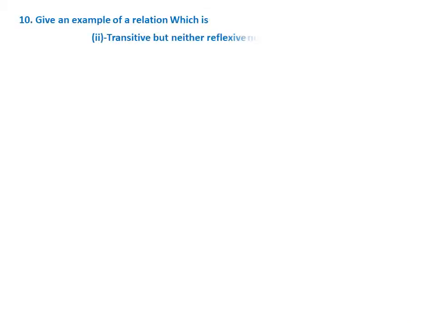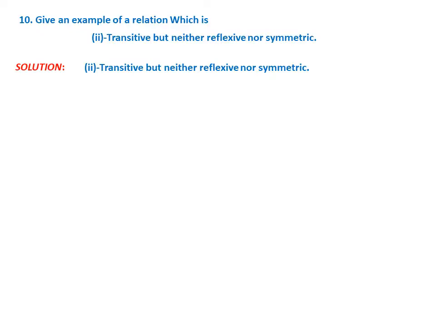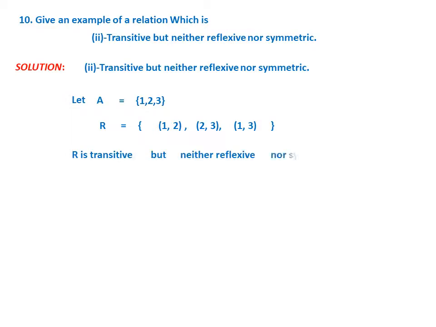Second, transitive but neither reflexive nor symmetric. So it should be transitive. Let us take, for example, A equal to {1, 2, 3}. You can construct your own example. We will take (1, 2), (2, 3), then we will take (1, 3), then we will close. Say we take only 3 elements. Now you can check: (1, 2) is there, (2, 3) is there, (1, 3) is there. Definitely it is transitive. It is not reflexive, and it is not symmetric also, you can see. Therefore you can write R is transitive but neither reflexive nor symmetric. It is just giving an example of your own.